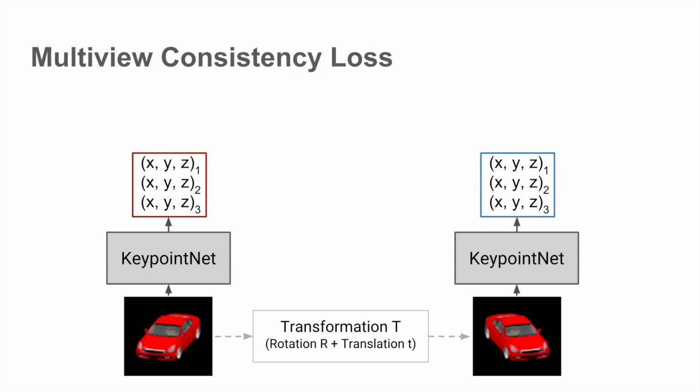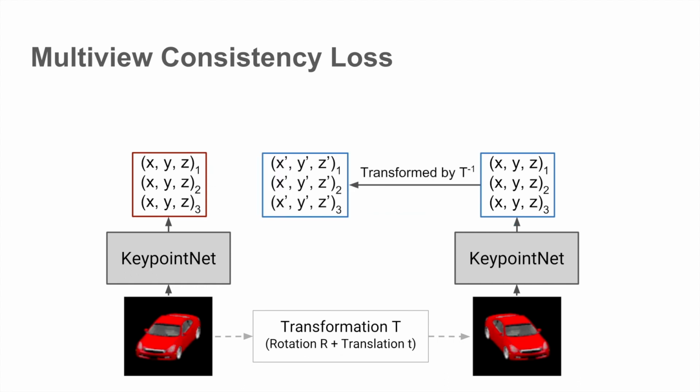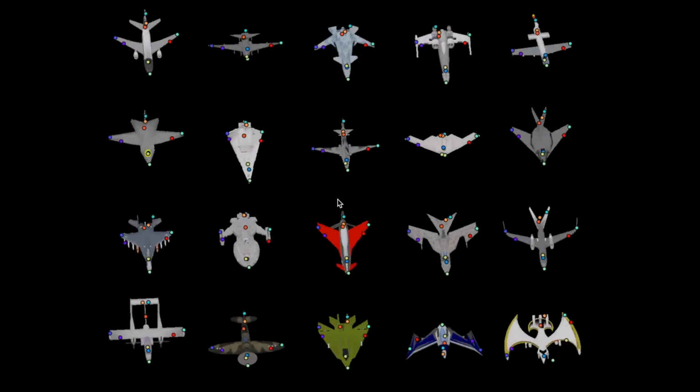Another important loss is called multi-view consistency loss, which enforces the transformed key points from one view to be close to those from the other view, and vice versa using the inverse transform. When we combine these two loss functions and other auxiliary losses, the algorithm is able to discover and consistently track the heads, the cockpits, or the wings of the planes automatically.